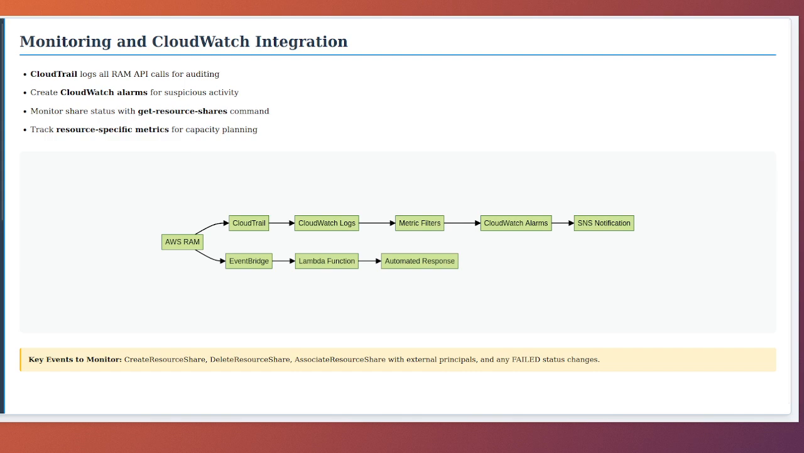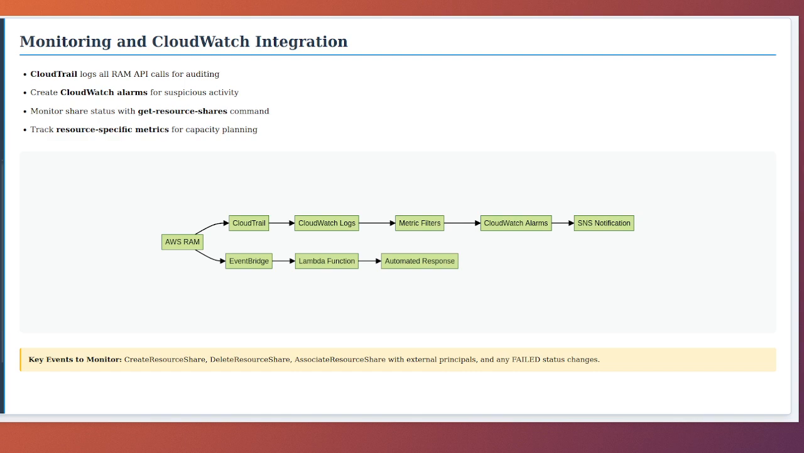Key CloudTrail events to monitor include CreateResourceShare, DeleteResourceShare, AssociateResourceShare, DisassociateResourceShare, AcceptResourceShareInvitation, and RejectResourceShareInvitation. You can create CloudWatch alarms based on these events to alert on suspicious activity like unexpected share deletions or additions of external principals.